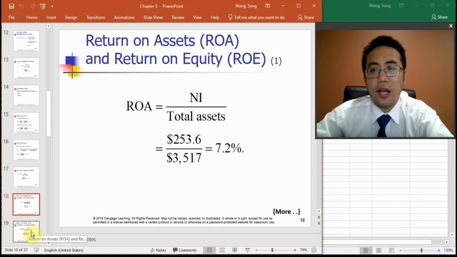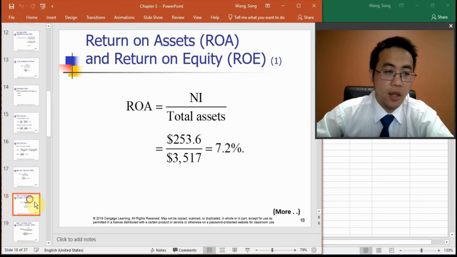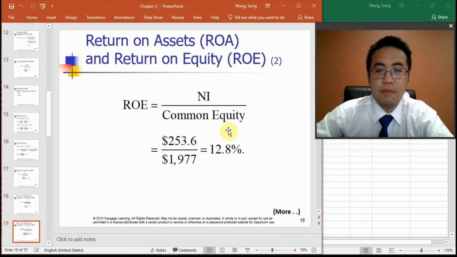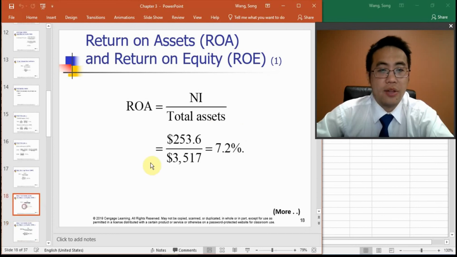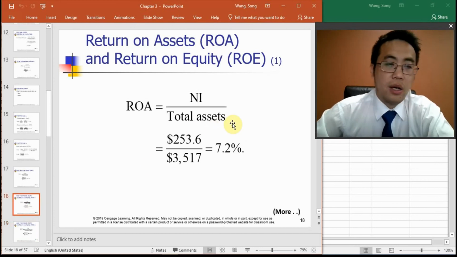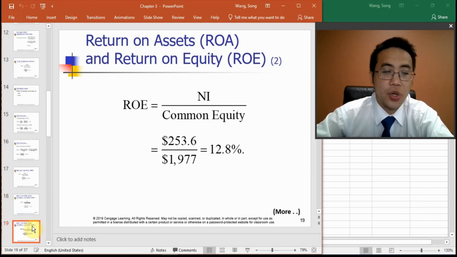If you are a stock investor, then you would care about ROE more than ROA, because your investment is all in the common equity and nothing else, whereas the total assets include not just equity, but also other kinds of liabilities and debt, which do not concern the shareholders.